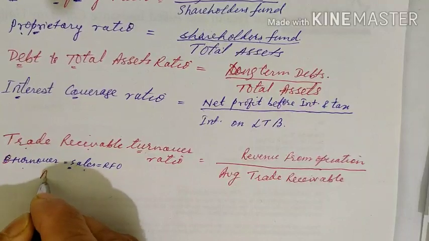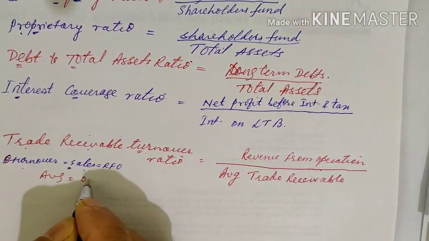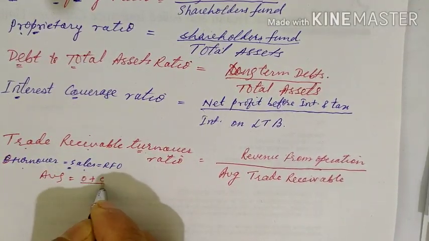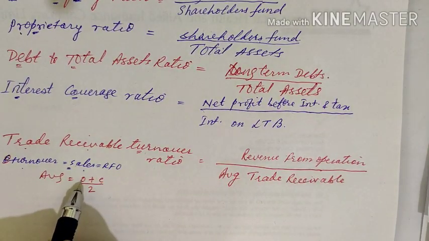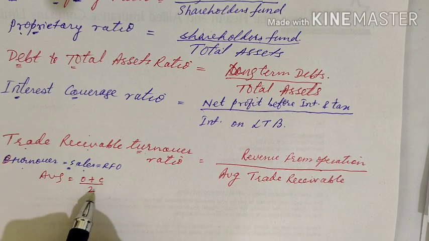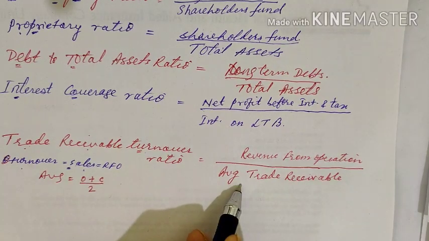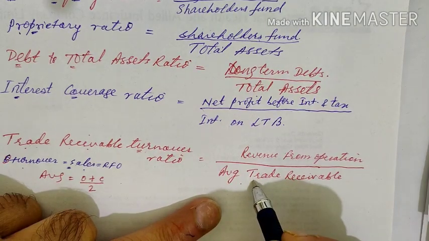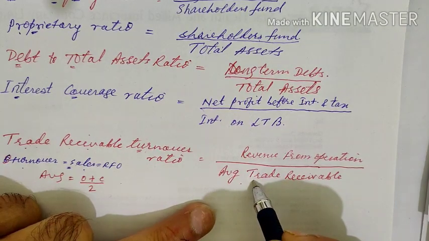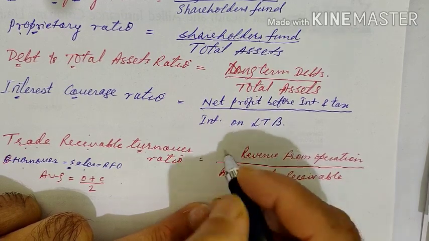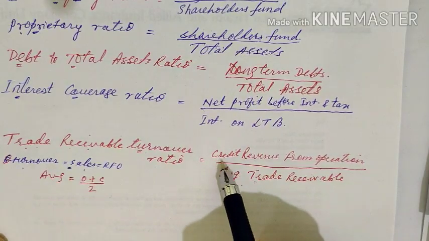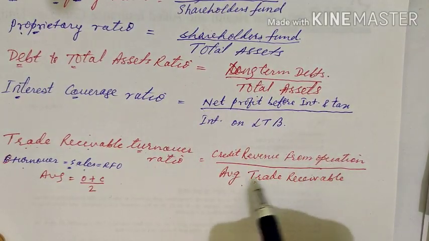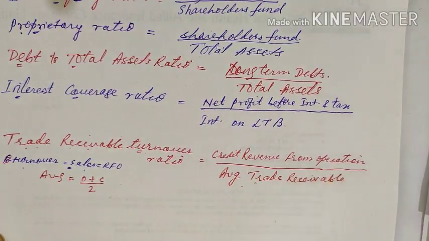And how do we find average? Average means opening plus closing divided by 2. If you are finding average trade receivable, we'll take opening trade receivable plus closing trade receivable divided by 2. Whatever amounts come, we'll take here. Since trade receivable gets generated only out of credit sales, it's better to take credit sales here. So your formula becomes credit revenue from operation divided by average trade receivable.